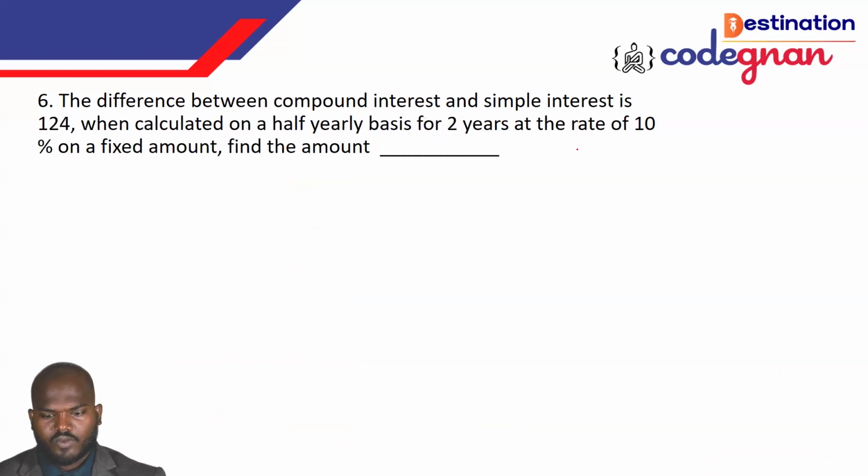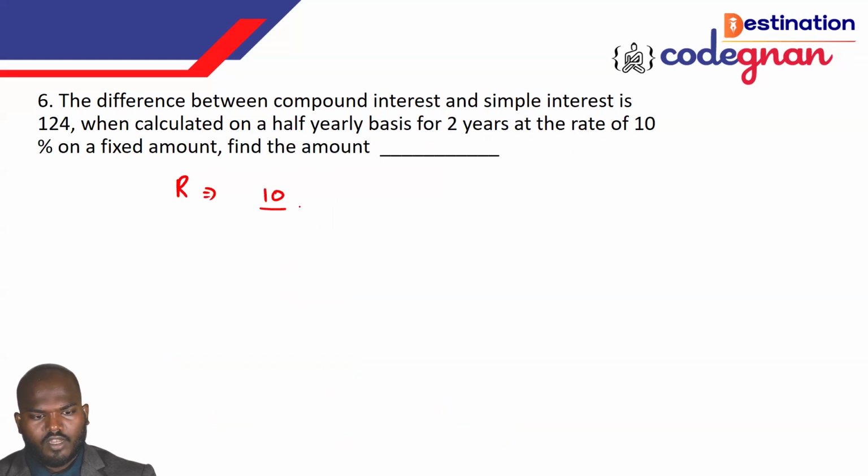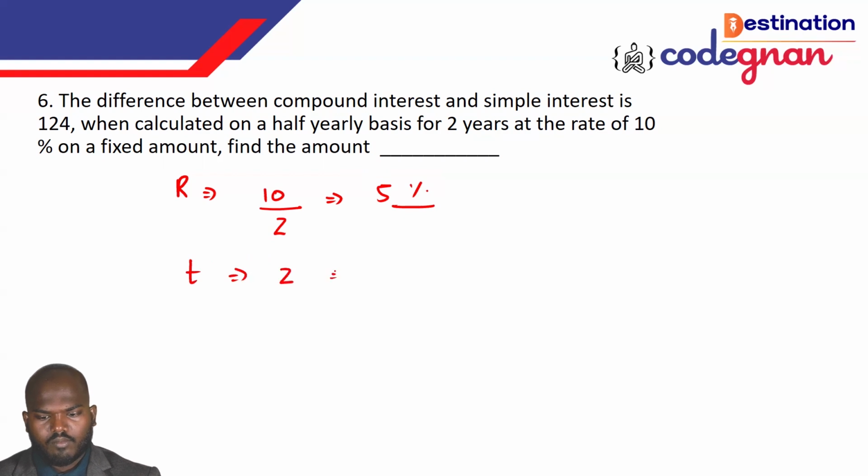Okay. So going to the next question, guys, you see this one? The difference between the compound interest and the simple interest they are giving us is 124, when calculated on a half-yearly basis for 2 years at a rate of 10%. Again, they are asking for the fixed amount, the principal. The interest rate they are giving is 10%, but for half-yearly you can say 5%. The time they are giving is 2 years, but for half-yearly you need to take it as 4 half-years.